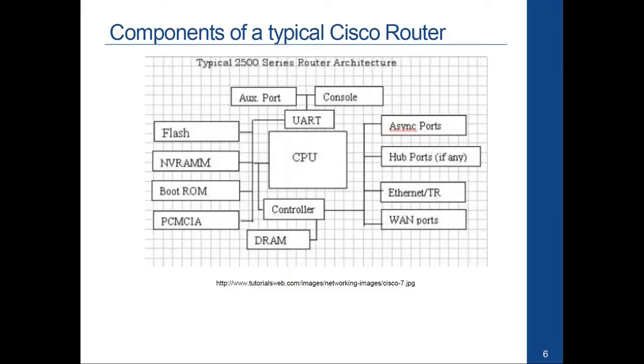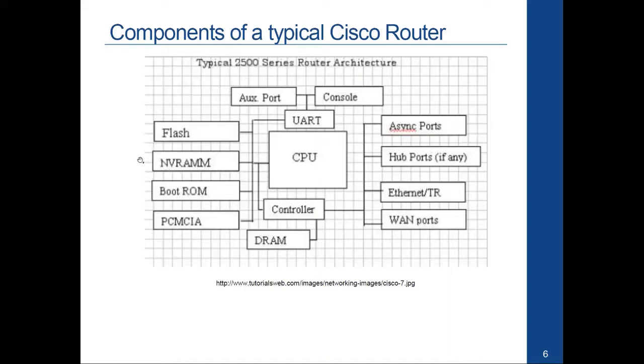This is the architecture of a router. The most important part is of course its CPU, and after that there are a few other components that you need to pay attention to. First is the flash, the next is NVRAM, the boot ROM, and then we have the RAM. After that we have the interface ports here as well as the control interfaces here, the console and those things. So what are these?